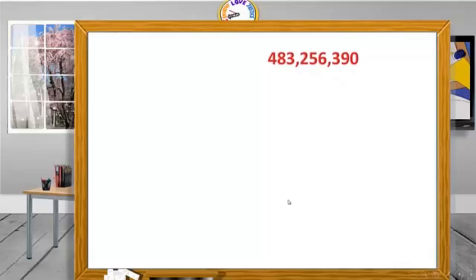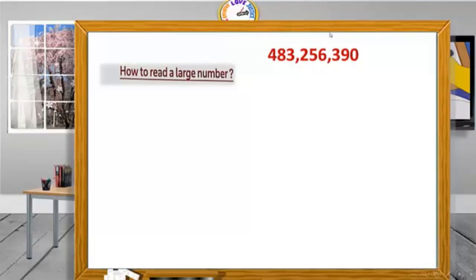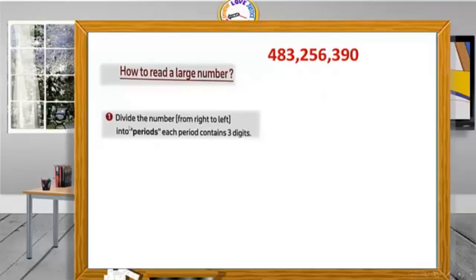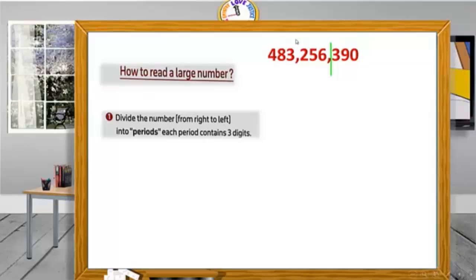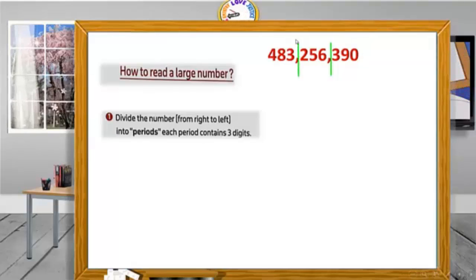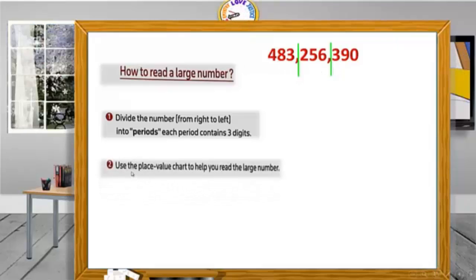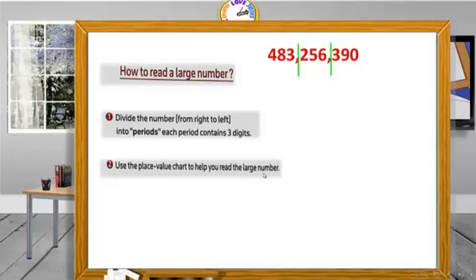For example, here we have a large number. How to read a large number here? We have steps. First step, you should divide the number from right to left. From right to left. Start from here. Cut and cut. Now we divided the number from right to left into periods. Can you tell me how many periods now? 1, 2, 3. Second step. Use the place value chart to help you read the large number as we will see in the next slide.